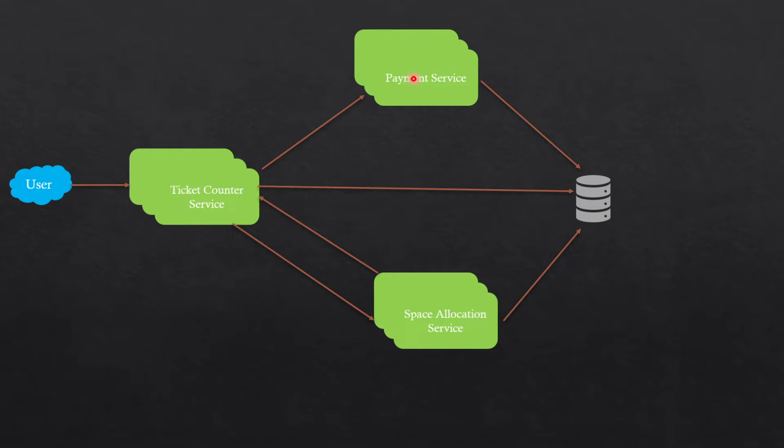In this particular low level diagram, we will talk about the classes and the component that we'll use as part of the ticket counter service and space allocation service. We'll not deal with the payment service. We'll do the charge calculation, but will not interact with the payment gateway and make the actual call there. So let's jump into the code.